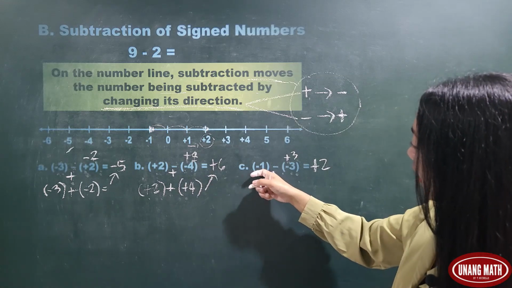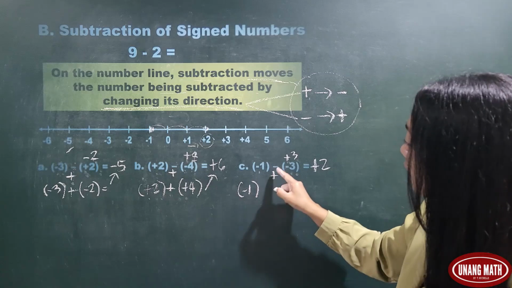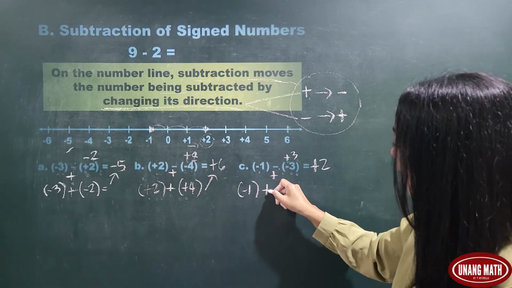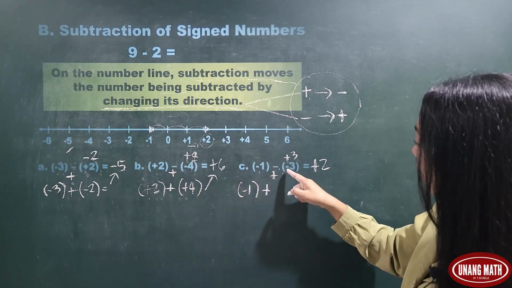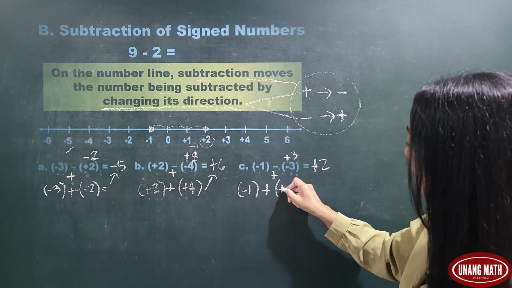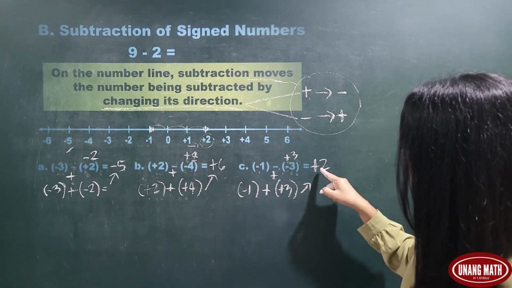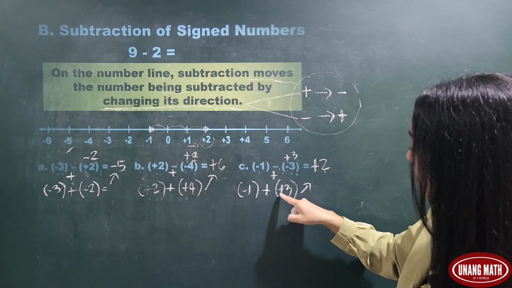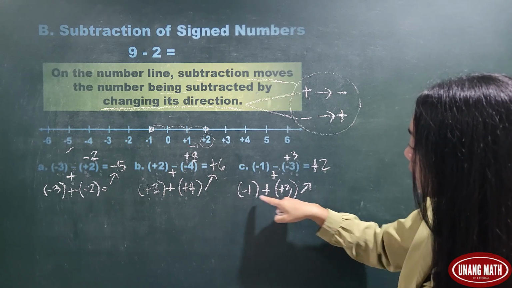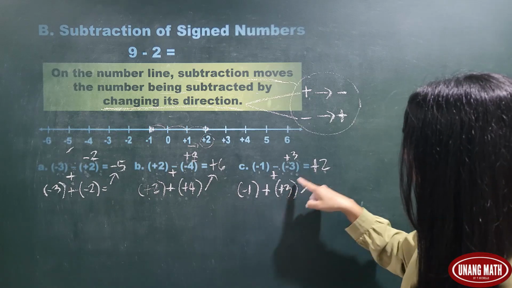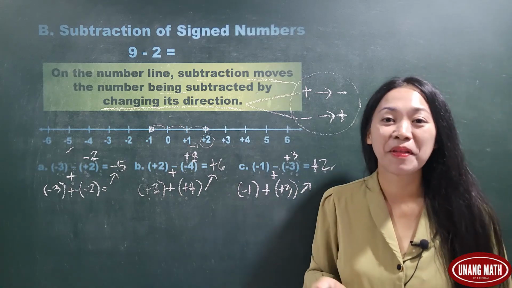Third example, negative 1, the minus sign becomes a plus sign because we move. Change direction, negative 3 becomes positive 3. So our answer is still positive 2. Follow the sign of the larger number, get the difference. 3 minus 1, 2. The sign is positive. So the answer is positive 2.